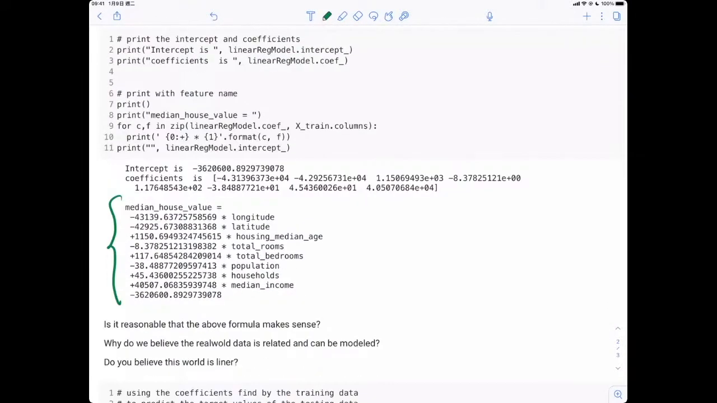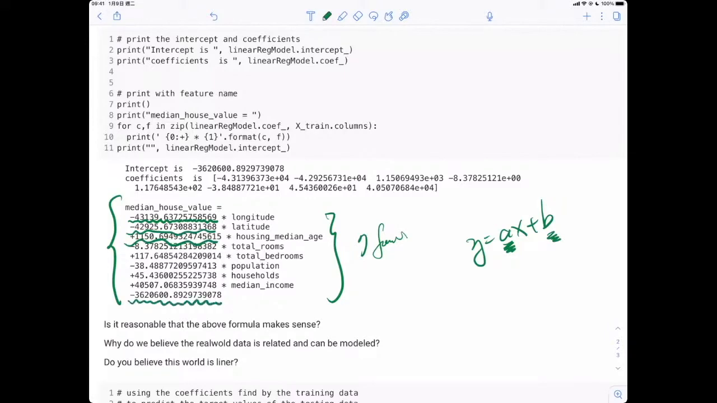The median house value equals what? 7 different features, right? 7 features, and each feature has a factor. As we mentioned, y equals ax plus b. So the a is right here, and the b is right here. You don't have to worry about how to calculate these factors, the optimized a and optimized b. We can take a close look at these things.